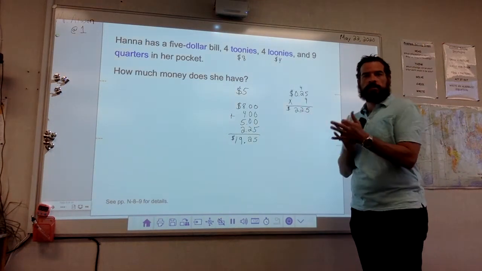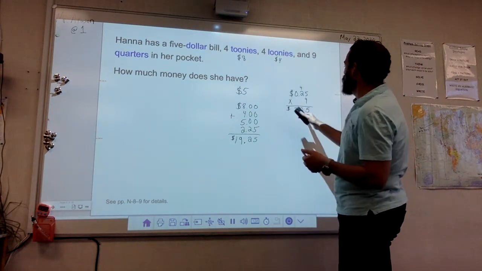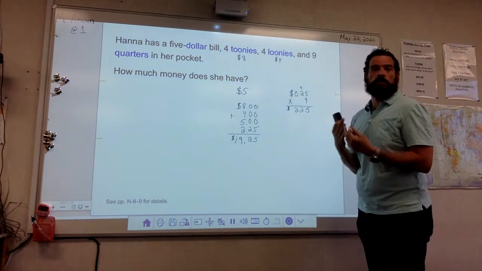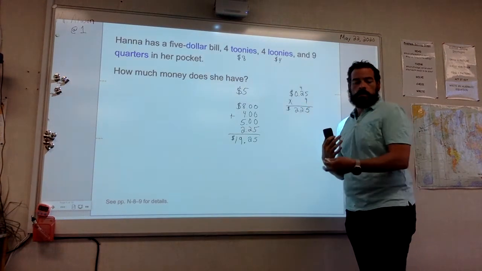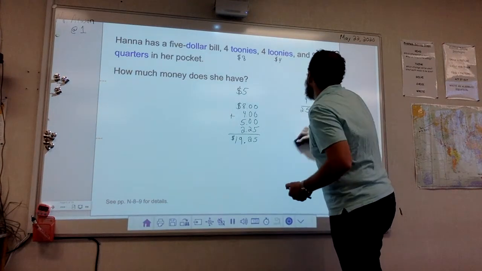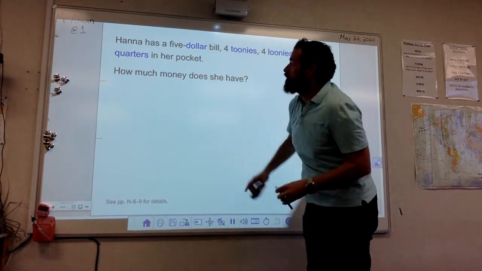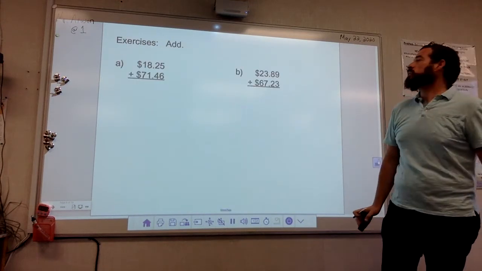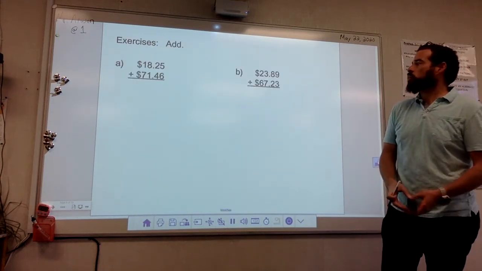So hopefully that's pretty simple. And again, with the quarters, you could write that out, but you may be able to just figure that out by thinking of money as well. Okay, moving right along. Just a couple more addition problems.